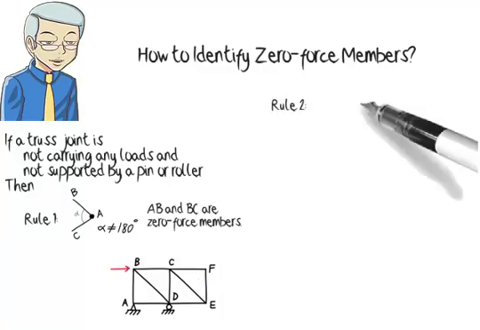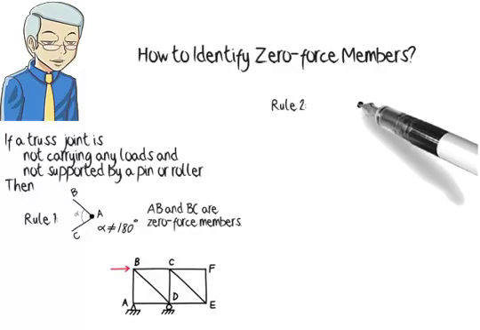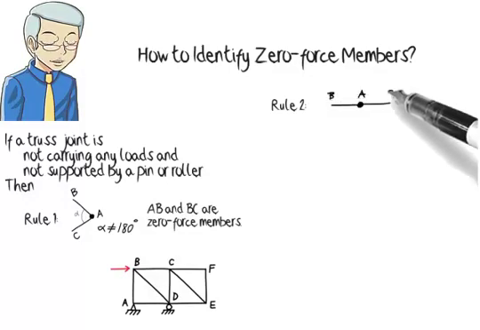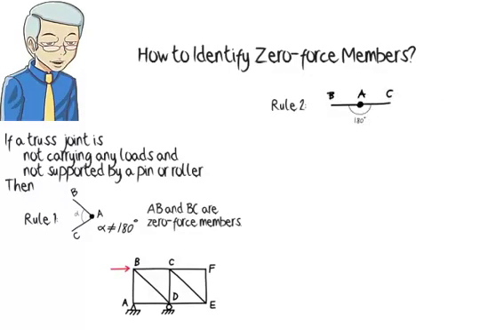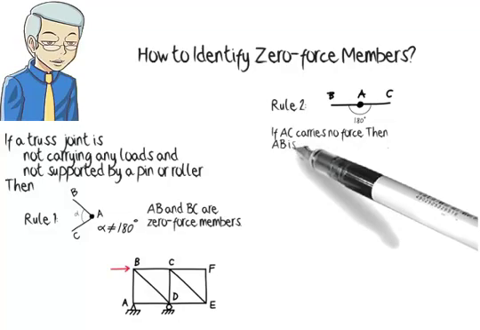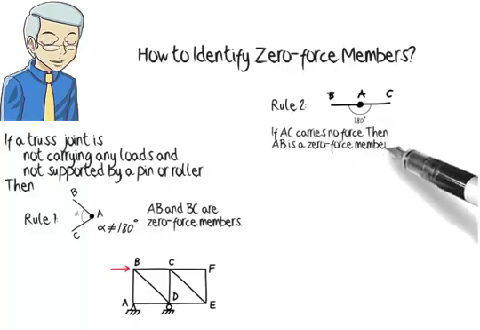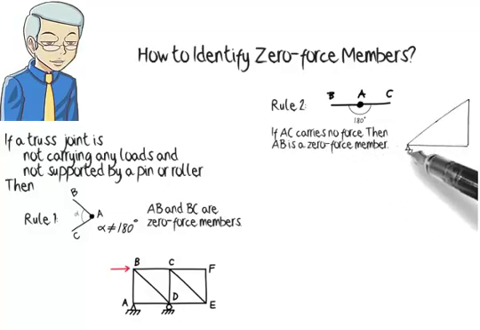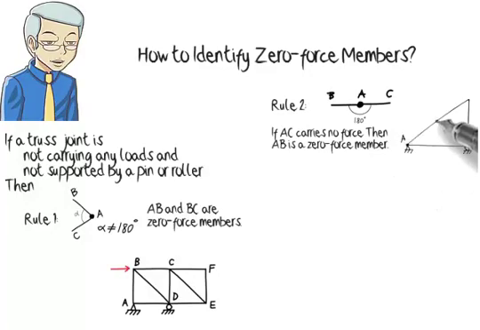Rule 2. If the joint connects 2 members only and the members are collinear, that is, the angle between them is 180 degrees, and one of the members carries no internal force, the other one is also a zero-force member. Consider the 2 members AB and BC. If the force in member AB is 0, since the members are collinear, BC is also a zero-force member.